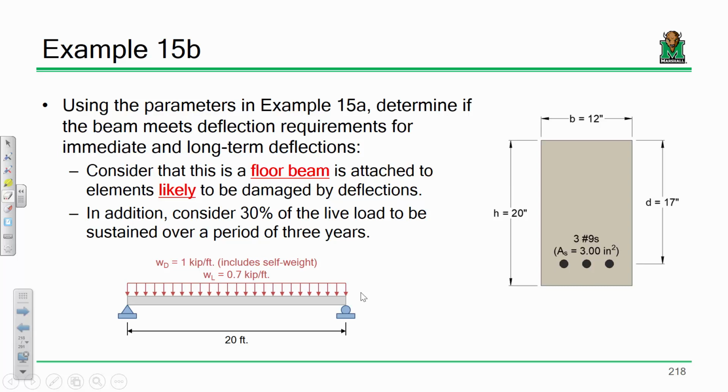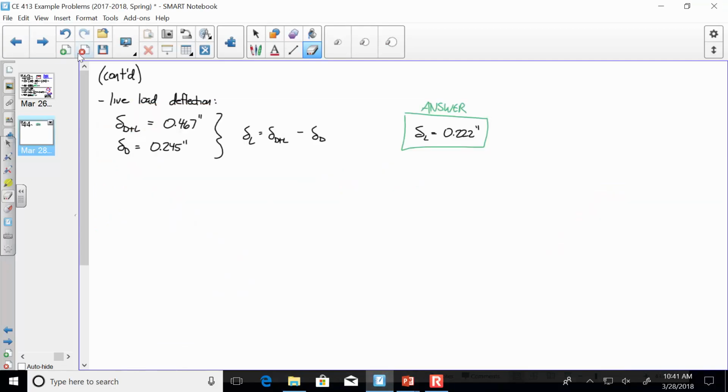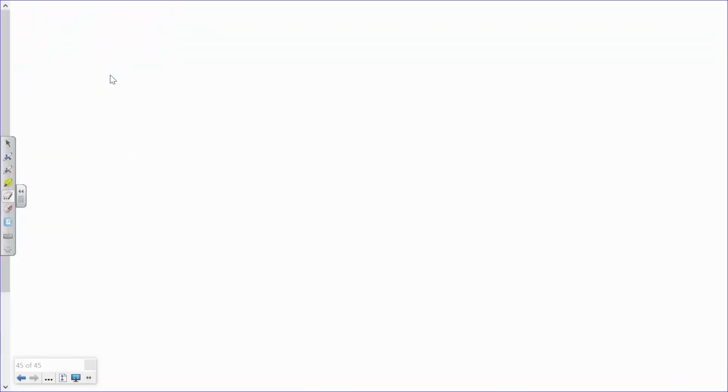Okay. All right. So let's play around with this and see what's going on. And I want to show you another thing with this particular example. I want you to see how the deflection computations can be quite regular and quite repetitive. Once you understand how to do deflection computations once, you can do them over and over again because, like I said, they're pretty repetitive. So let's look at example 15b.